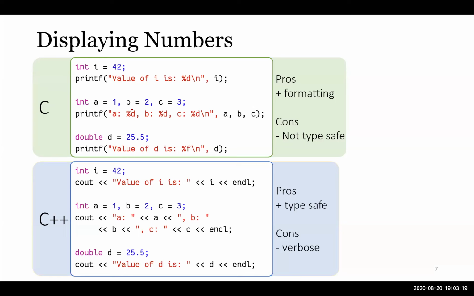Now, this %d is only for use with integers, meaning whole numbers. Right? If you want to display a double, you must use %f. Then this will display 2.5 correctly.